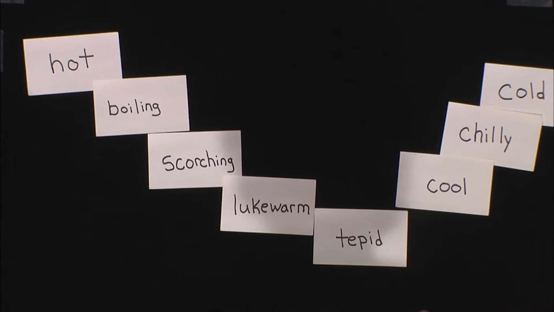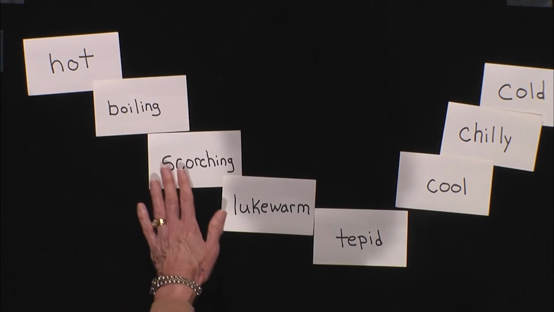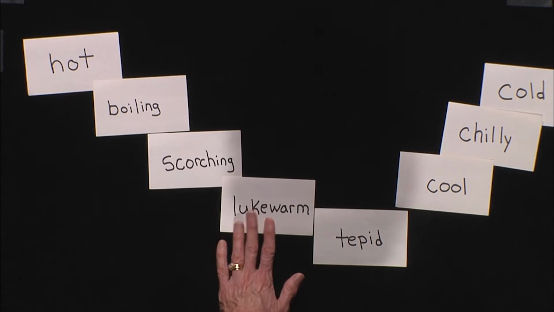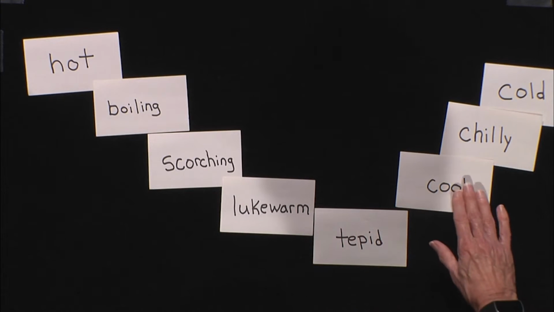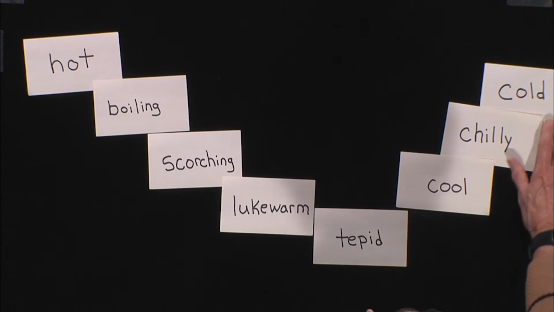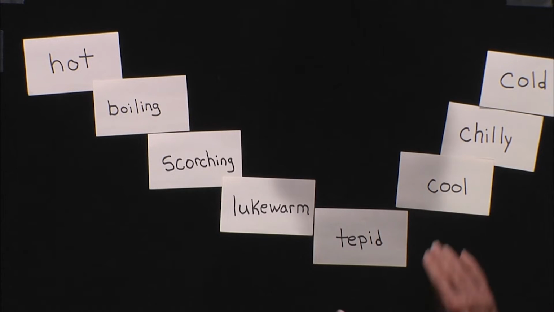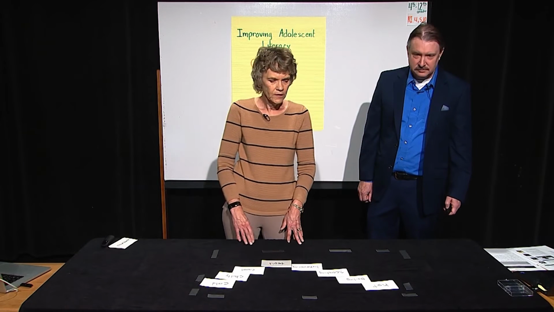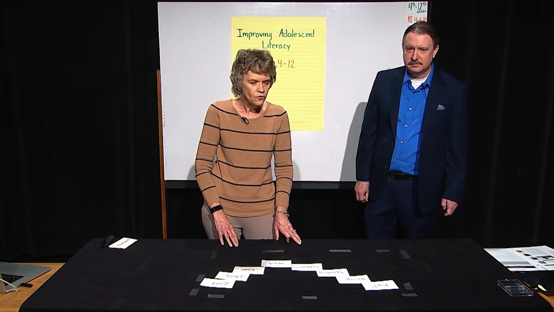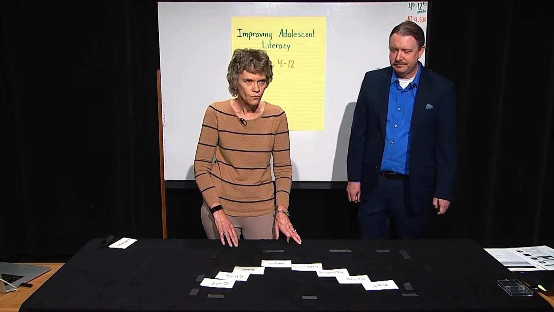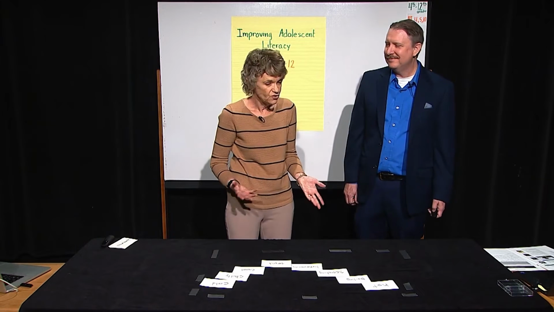So my continuum goes hot, boiling, scorching, lukewarm, tepid, cool, chilly, and cold. So Dr. Smith, there's my linear array. Do you have any thoughts on how those words are ordered, and if you'd make any changes?